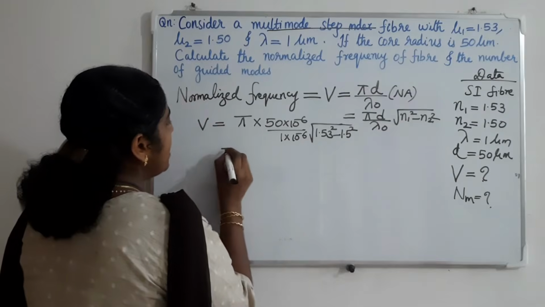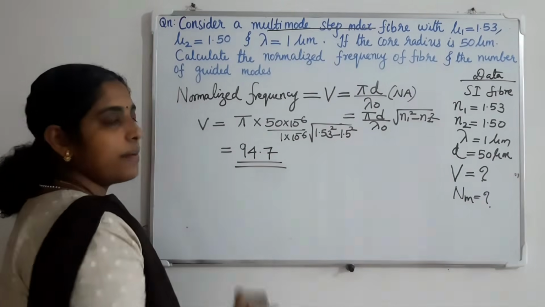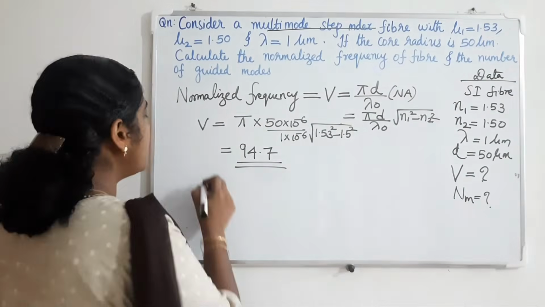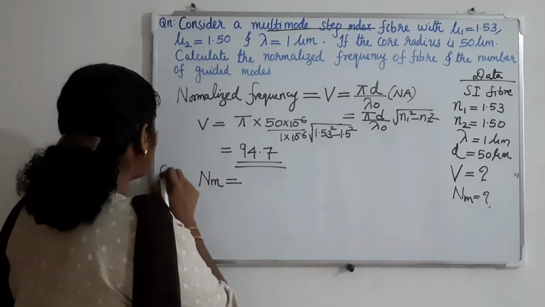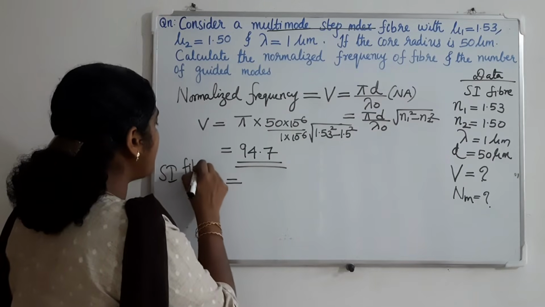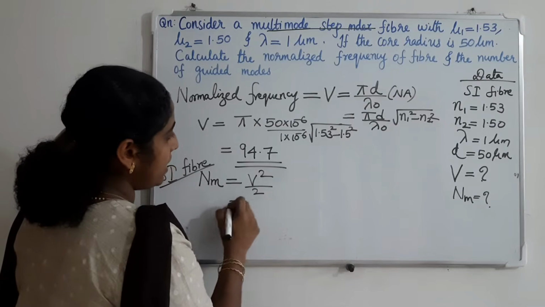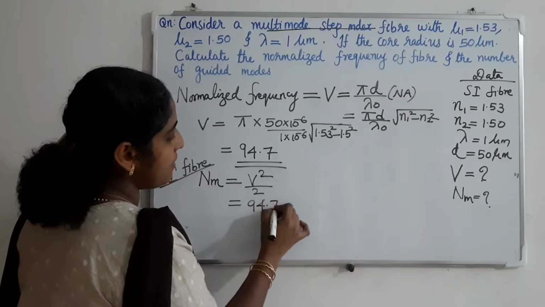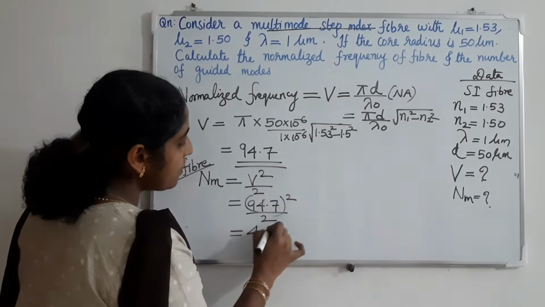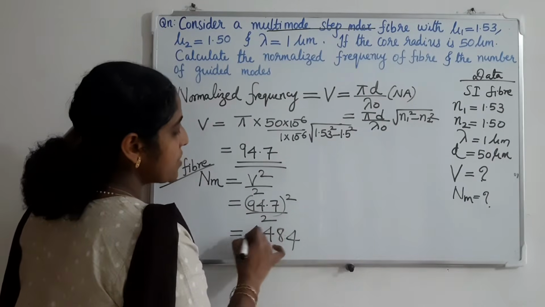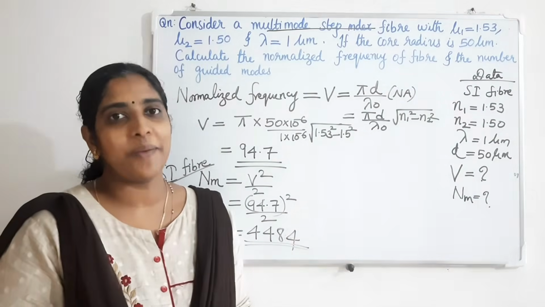On calculating we will get 94.7. So this is the V number. Now we can find the number of modes of propagation possible for this step index fiber. What is the formula for step index fiber? That is V square by 2, that is 94.7 square divided by 2, that is equal to 4484. So 4484 modes are possible for this multi-mode step index fiber.